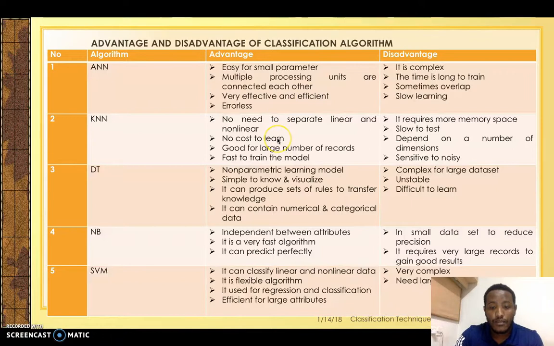Naive Bayes assumes independence between attributes. It is a very fast algorithm. It can predict perfectly.